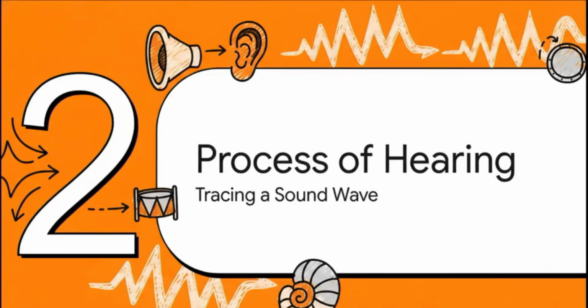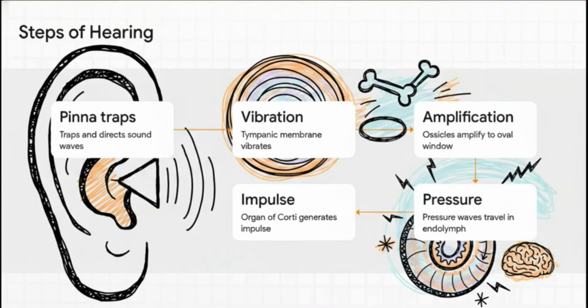Section 2. The process of hearing. Now that we've mapped out the anatomy, let's hit play and trace a single sound wave through this whole sequential chain reaction. Notice the action-oriented sequence here. This is exactly how you want to think about it for your exam. It's a relay race. Step 1. The pinna traps the sound and funnels it down the canal. Step 2.